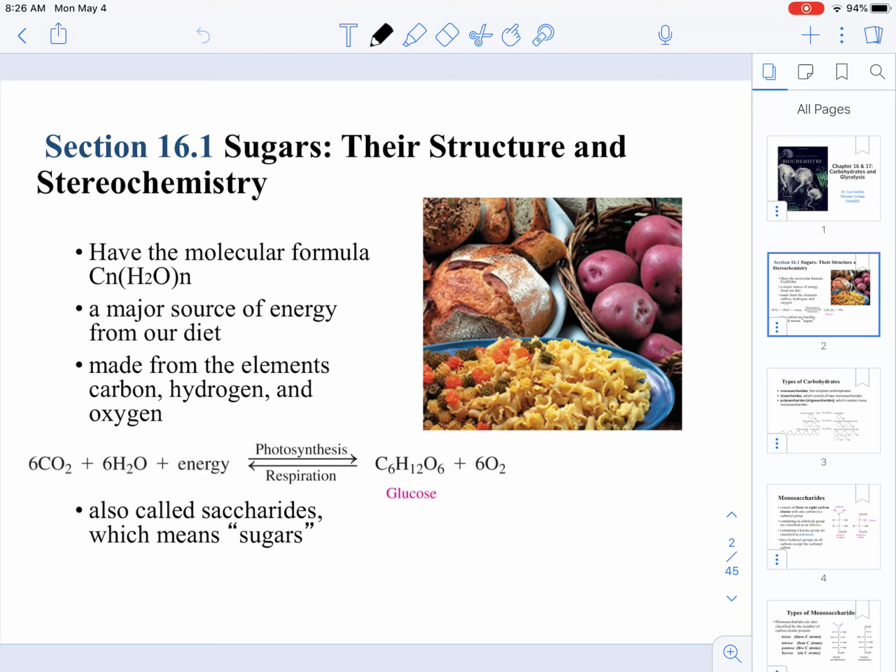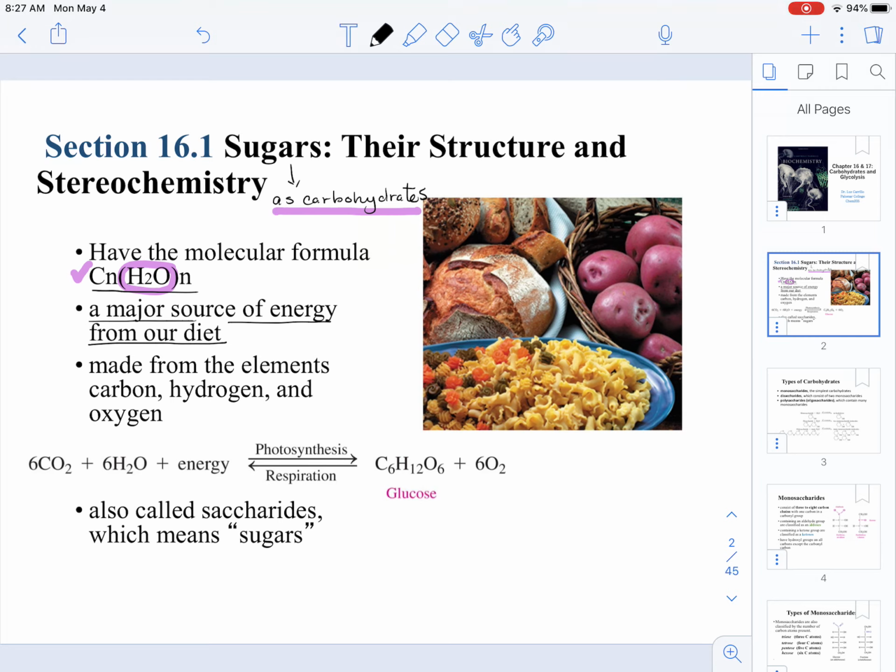So, when it comes to sugars, understand that they have the molecular formula CnH2O(n). That's why sugars are also known as carbohydrates. And if we look at that general molecular formula, you can see that they are hydrates of carbon. And that's where the word carbohydrates comes from. They are a major source of energy in our diet. That's why they are necessary.